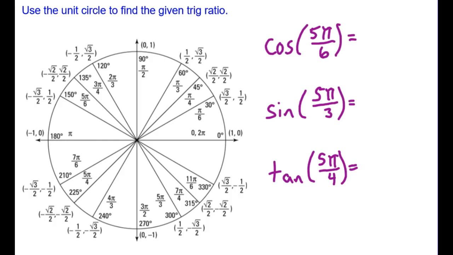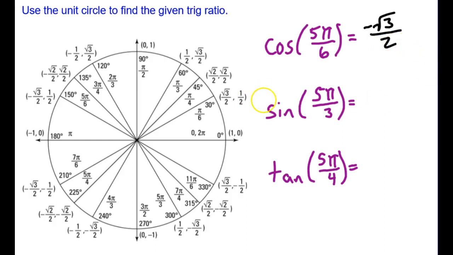So first, we're looking for the cosine of 5 pi over 6. That's measured in radians. We need to find that radian measure. 5 pi over 6 is equal to 150 degrees. So if we're looking for cosine, cosine refers to the x value. The ordered pair, the x value is negative radical 3 over 2.